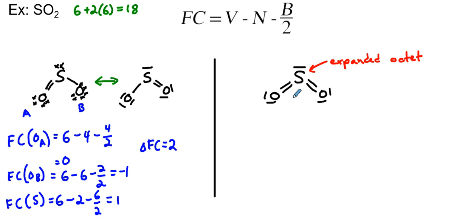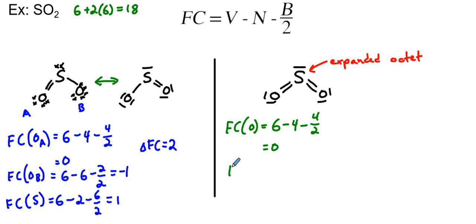Notice here I don't really need to label my oxygens 1 and 2 because they're identical here. They both have the same bonding and lone pair structure. So I can look at the formal charge of oxygen in this structure. Again, 6 valence electrons in oxygen. Each of these has 4 non-bonding or lone pair electrons, and each of them also has 4 bonding electrons, and we're going to divide by 2. And so 6 minus 4 is 2, minus 2 is 0.